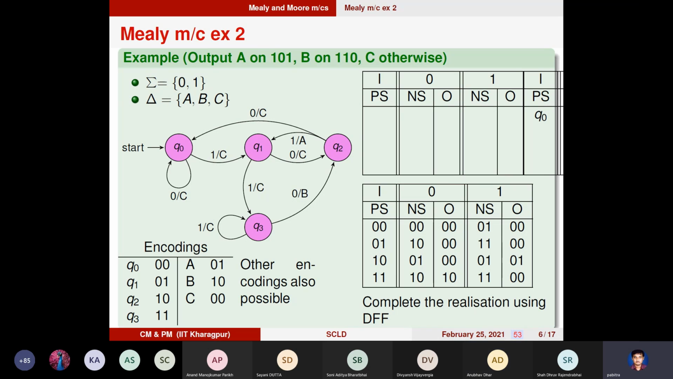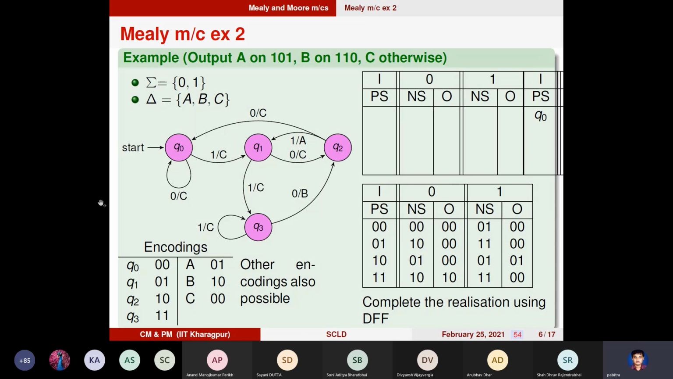So let us try to see what is happening. Suppose I am at the start, at Q0, and I get an input of 0. What does it mean? That means I am not expected to see this 101 or 110. I'm still at C. Okay, I'm still at C.